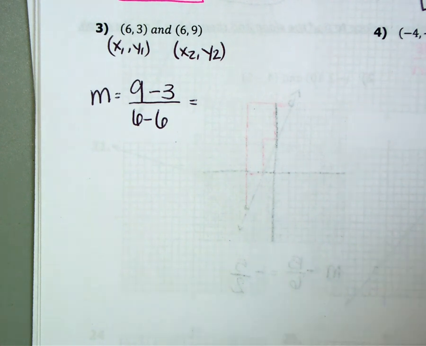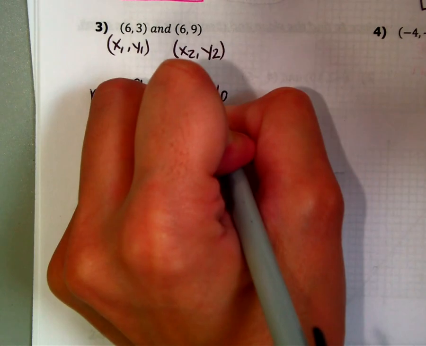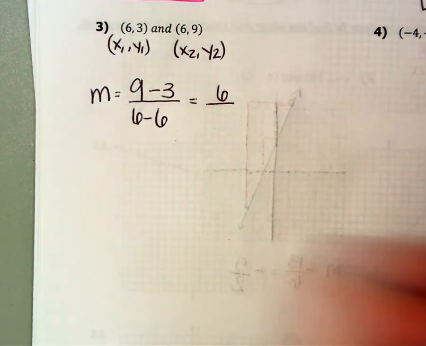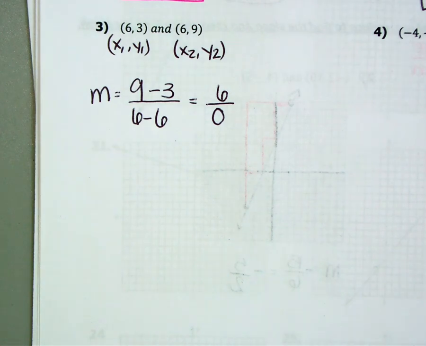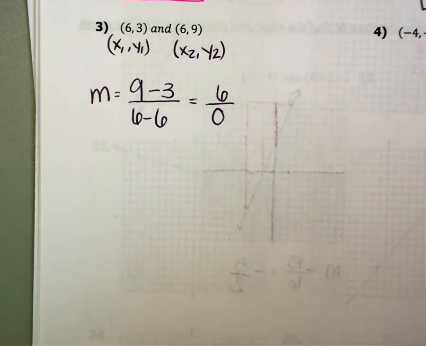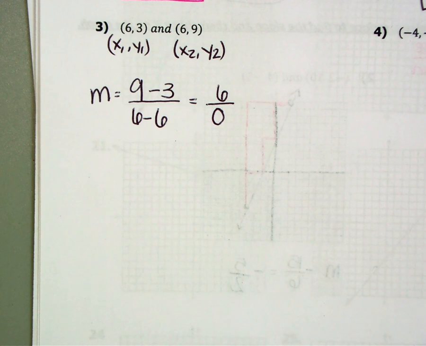9 minus 3 is 6. 6 minus 6 is 0. What happens? 6 over 0 is what? Nope. All right, so I heard 6. I heard 0. I heard undefined. Which one's right? Undefined. Why? Because you can't have a denominator of 0. Correct. So it would be straight up and down. Can't have a denominator of 0.